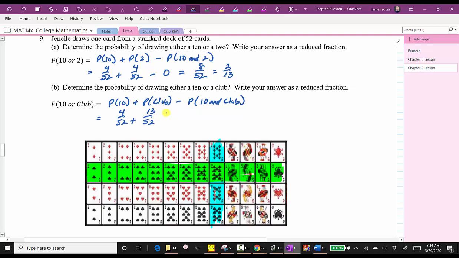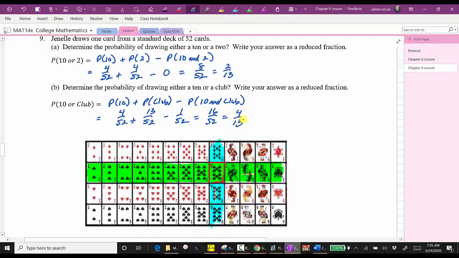But notice how in this case we counted the 10 of clubs twice. We counted it in the probability for a 10 card and the probability of a club, which is why we have to subtract the probability of a card being a 10 and a club. The probability of drawing a 10 of clubs is 1 divided by 52. So we have minus 1 divided by 52. So because we counted the 10 of clubs twice, this is why we subtract this probability once. This is equal to 16/52, which simplifies to 4/13.